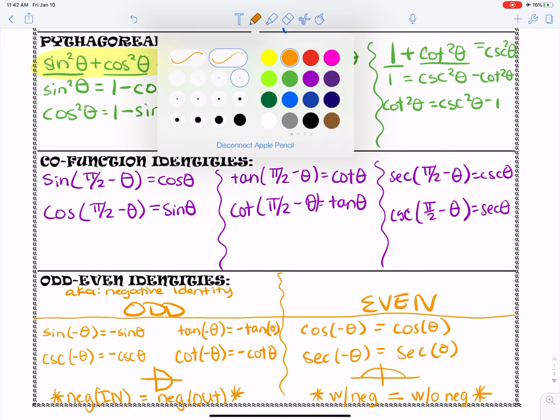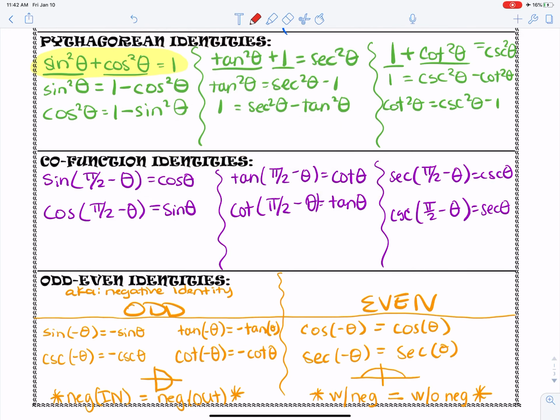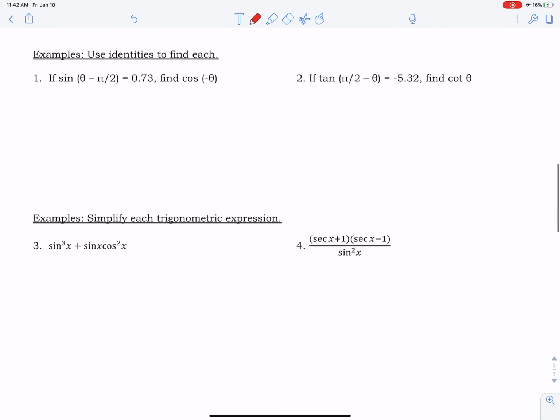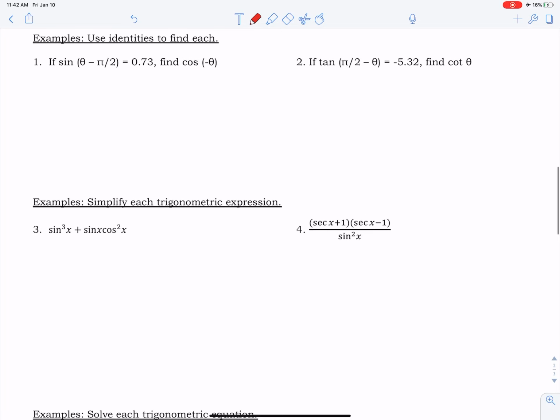All right. Let's do some examples. We're going to start with the cofunction identities, number 1. And I know it's cofunction because it has this pi over 2 situation going on. So that lets me know that this is a cofunction identity. And number 2 is also a cofunction identity. So you're definitely going to have to use that first sheet like a Bible. Like, it's got to be the rule of all rules when you are trying to do proofs.